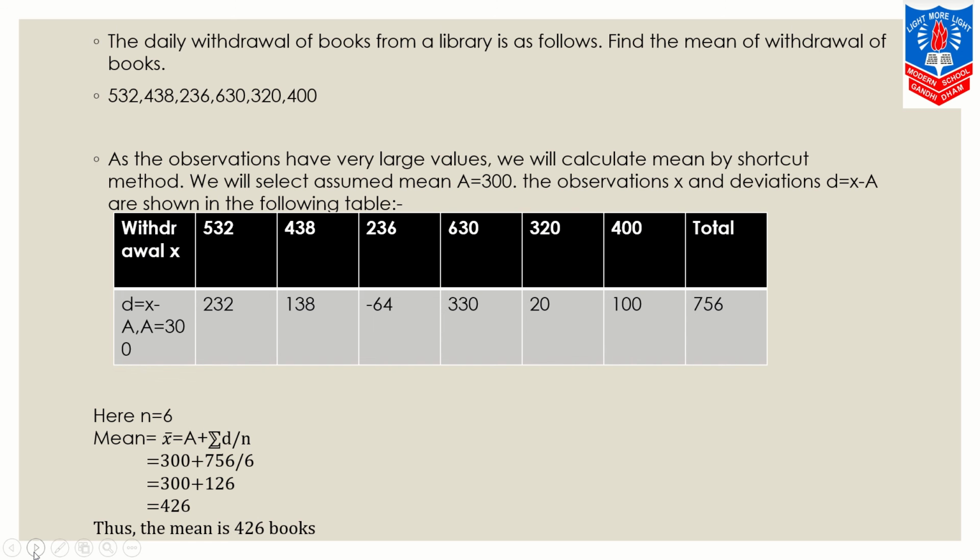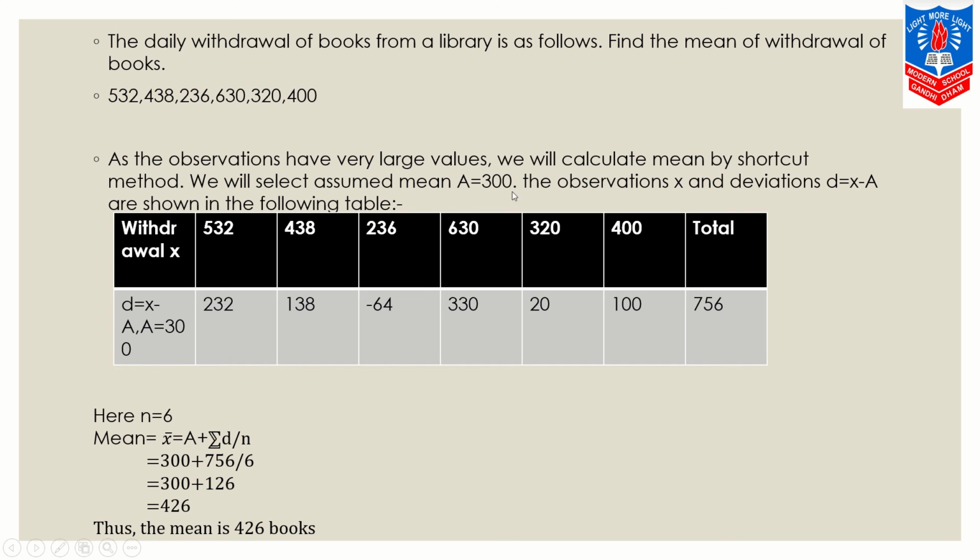Now जो हम लोगों ने अभी theory किया उसका यहाँ पे एक example आप लोगों को बताया गया है students. Over here, the daily withdrawal of books from library is given to you people. Find the mean of withdrawal of books. Over here the question is given to you. As the observations have very large values, we will calculate mean by shortcut method. We will select assumed mean as 300.